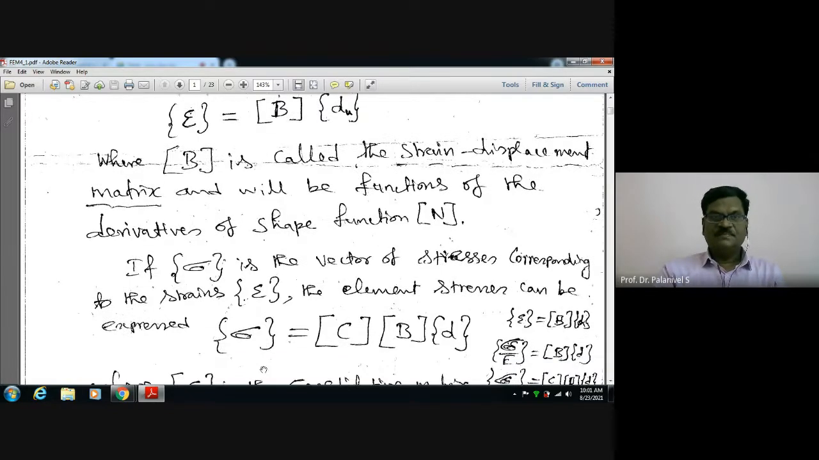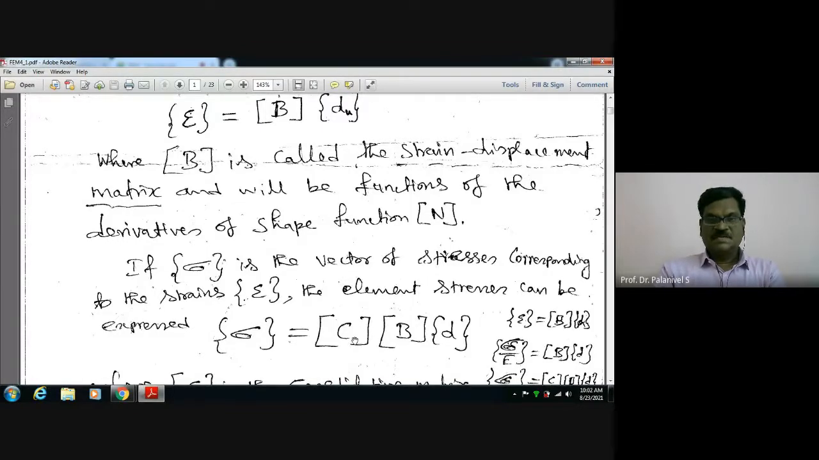Now, sigma vector, that is the stress vector, is equal to C. It is nothing but the elastic constant. That Young's modulus, like capital E in a one-dimensional element, we call it C. Why capital C? It is called the constitutive matrix, constitutive relationship. The stress-strain relationship is also called a constitutive relationship. You may be aware of it. Constitutive relationship, right? Stress-strain relationship.